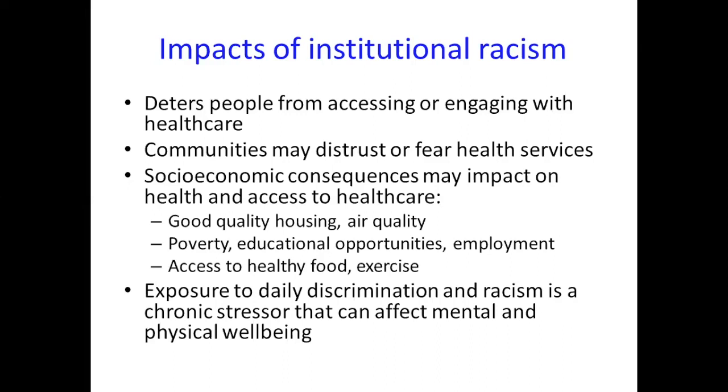And institutional racism has lots of socioeconomic consequences which may impact on health and access to healthcare. So people from BAME communities in the UK are less likely to live in good quality housing or live in an area with good air quality. They're more likely to live in poverty with poor educational opportunities and more likely to be unemployed and less likely to be able to access healthy food and exercise. And all these things can impact on different aspects of health. And it's also important to note that there is emerging research that shows that exposure to daily discrimination and racism is a chronic stressor that can affect mental and physical well-being in itself.